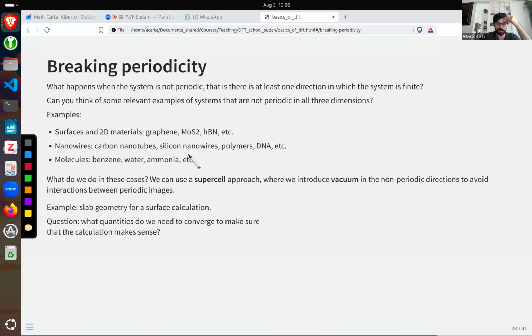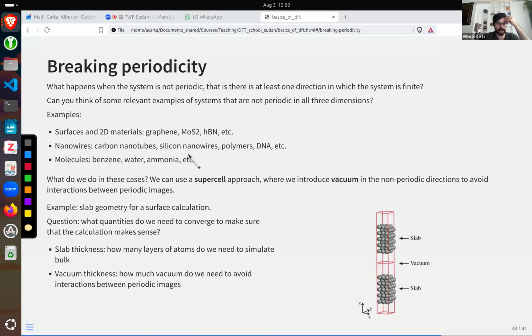So for instance, in 2D systems, we have something called a slab geometry. Let's say that we want to simulate systems where we have a bulk, and then we have vacuum on top. The way that we simulate this with a periodic system is that we use a slab. We have atoms bunched together that we repeat, and then we get vacuum above and below this slab.